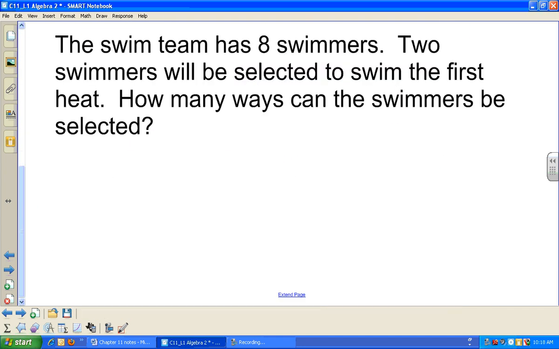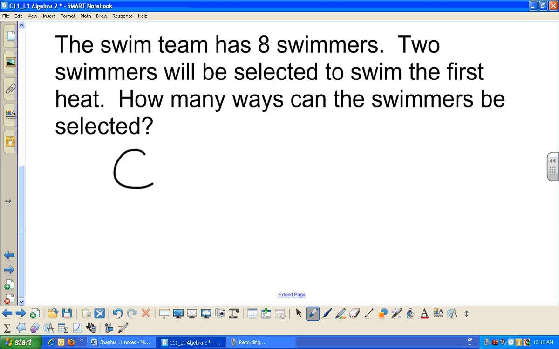The swim team has 8 swimmers. 2 swimmers will be selected to swim the first heat. How many ways can the swimmers be selected? Now this is combination because it doesn't matter the order that you pick the 2 swimmers. If I said I need my fastest swimmer for the first leg and my second fastest for the second leg, that would be permutation, because it will matter with the order if you're going first or second. They're not telling you it matters for the first and second order. So this still will be combination.